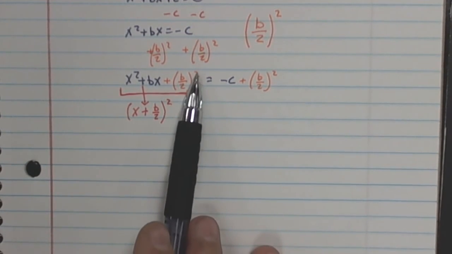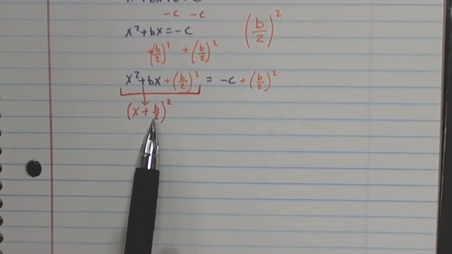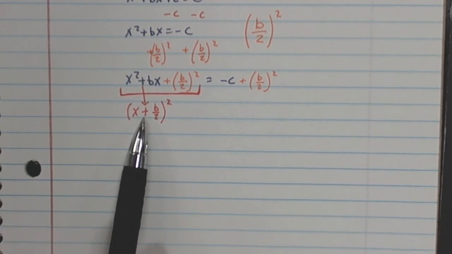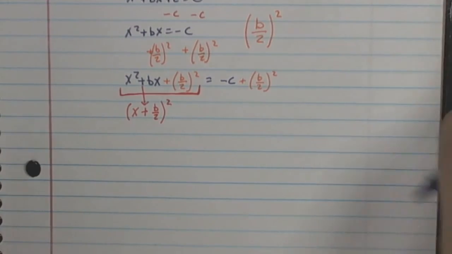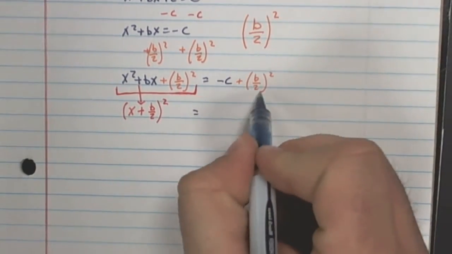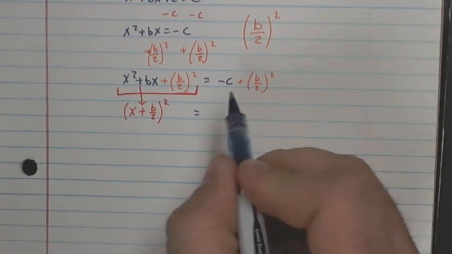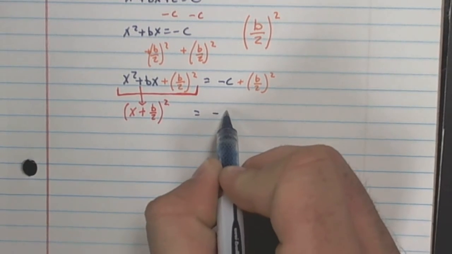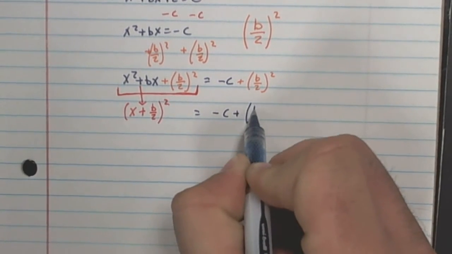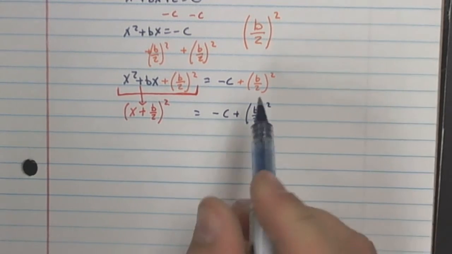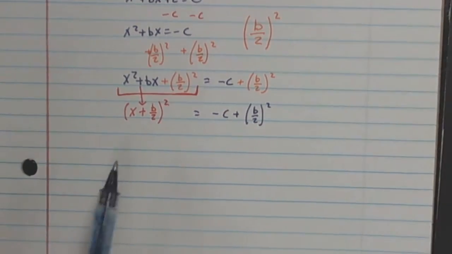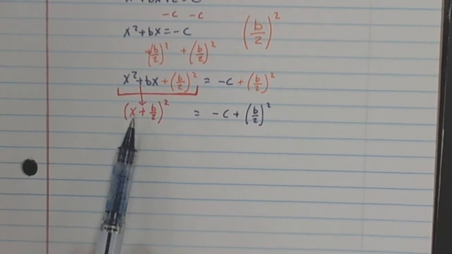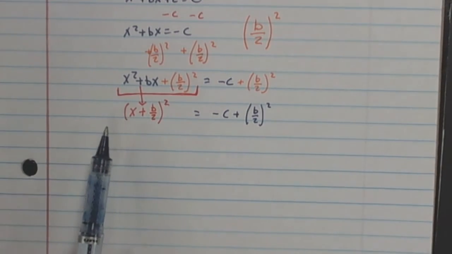Well, b over 2 squared gives me b over 2 squared, so I can put b over 2 in here, and then whatever my sign was here, in this case it's plus, goes in there. And then on this side, I'm going to leave it like this because I can't simplify variables very easily, but you would simplify this side. Plus b over 2 squared, because that's just going to be an addition problem. Add the numbers.